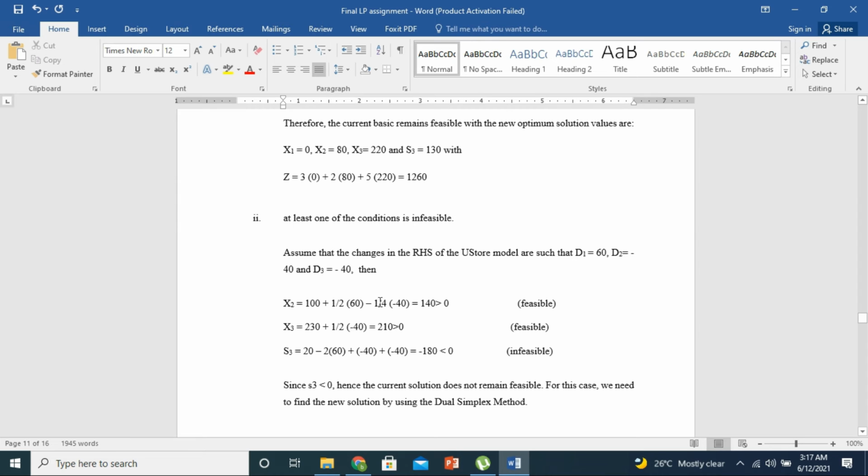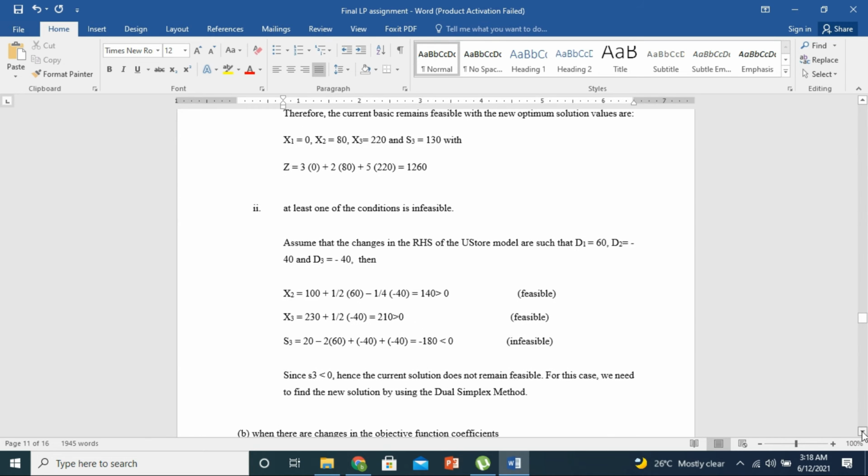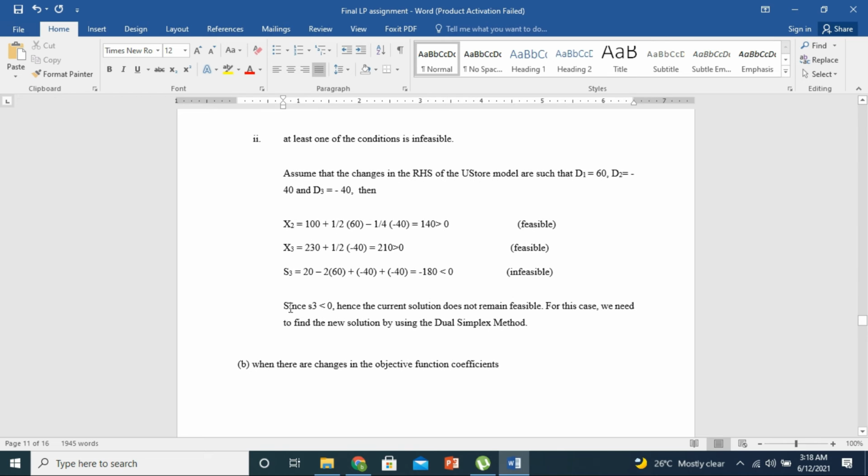So it is infeasible. How does this occur when we get an infeasible one? In this case we cannot use the current solution because it does not remain feasible. For this case we need to find the new solution by using the dual simplex method. That's all for the explanation of question 3a.